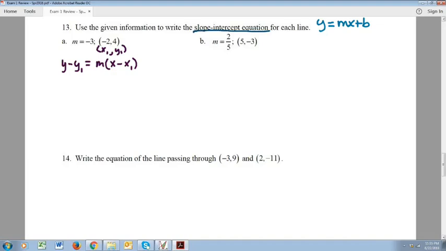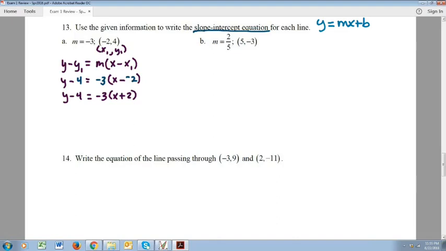Our given point, our x1, y1, is the point negative 2, 4. So it's going to be y minus y sub 1, which is 4, equals the slope, which is negative 3, times x minus, let's see, x sub 1 is negative 2. Notice we're subtracting a negative number there, so be careful. This is going to be y minus 4 equals negative 3 times the quantity x plus 2.